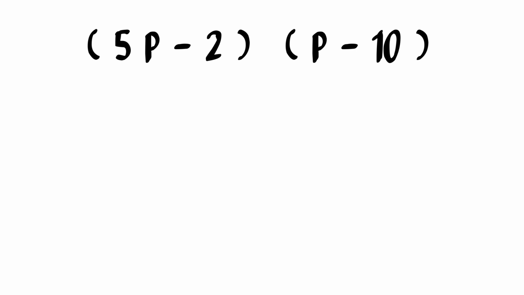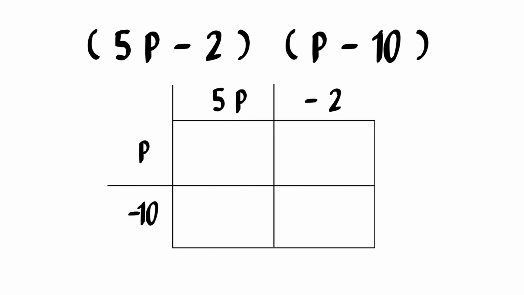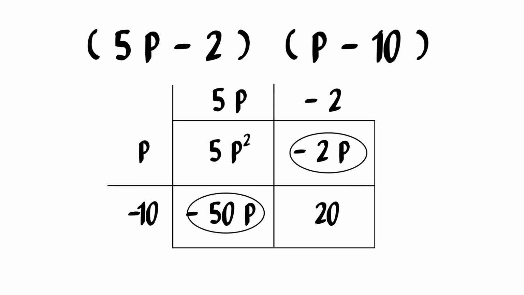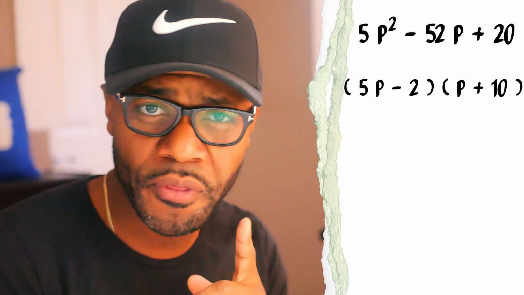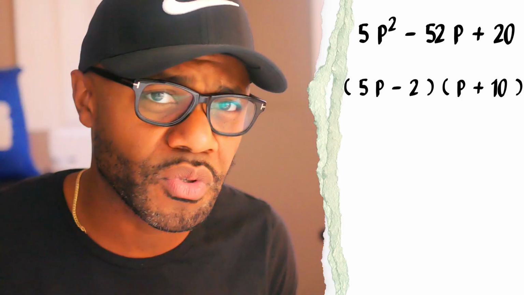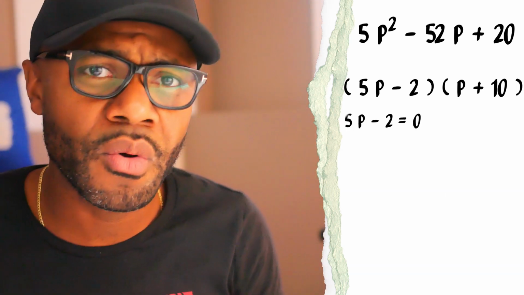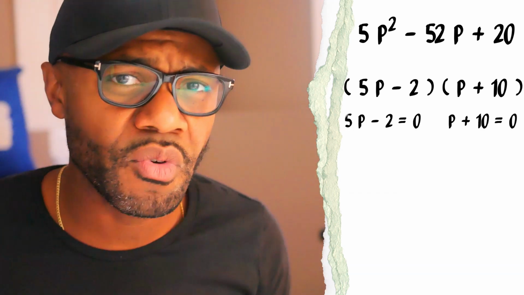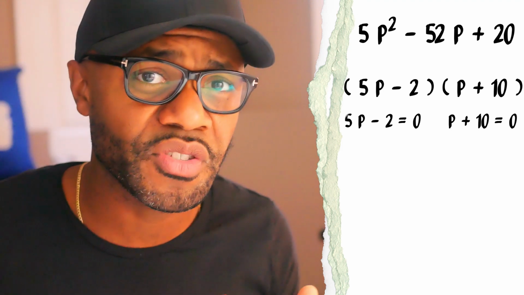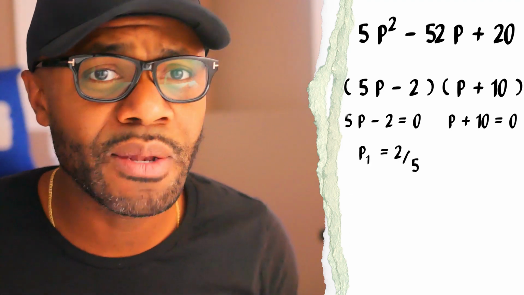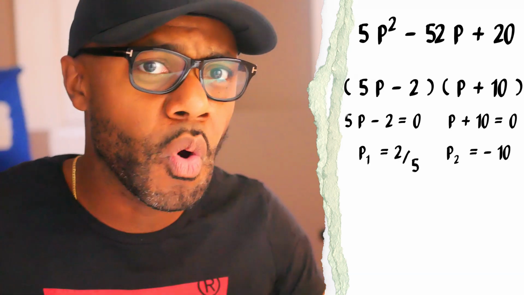As you can see for the box method, after we combine our like terms, we're going to be left with the same exact expression you saw above, which was 5p squared minus 52p plus 20. Check. So we know our answer is correct. One more thing we do is go about finding the roots. You guys know how to do it from there. You say 5p minus 2 equals 0 and p plus 10 equals 0. You're going to be left with two answers: p equals -10 and p equals 2 over 5.